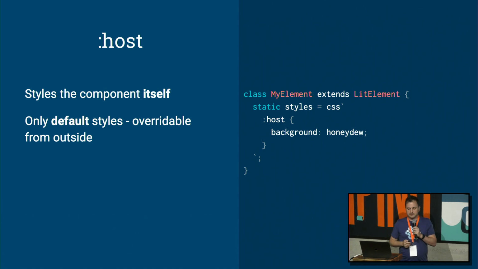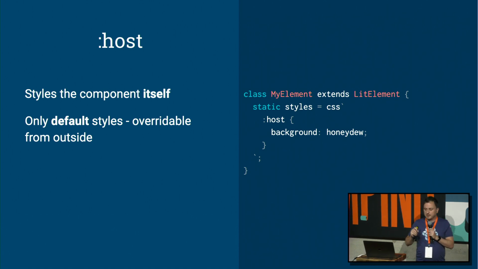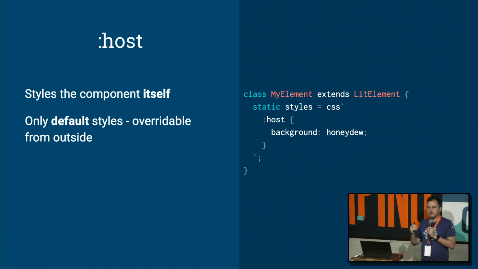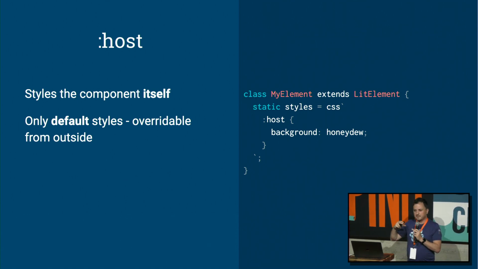Then we have the host selector. So the host selector selects the component itself. And one way to think about this is that this is relaxing encapsulation a little bit, because the host element lives right at that boundary between the outer and the inner scope. It's both present in the inner scope and selectable by the host selector, and selectable from the outside.